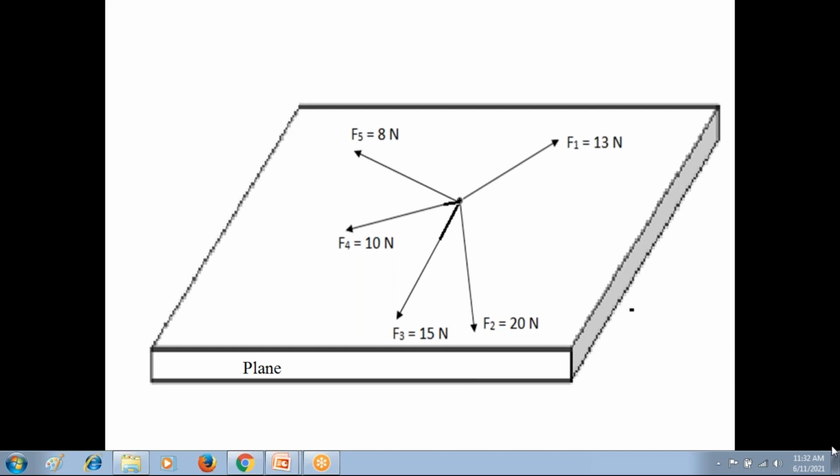Some students attended the class. 3 characteristics of force. How many characteristics? Tell me how many characteristics. Sir, 3. 3 characteristics of force. Very good. What are those? Line of action, very good, point of action, and magnitude. Those 3 are called the characteristics of force.